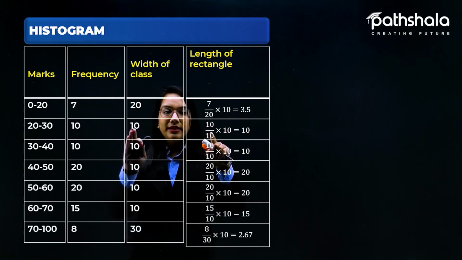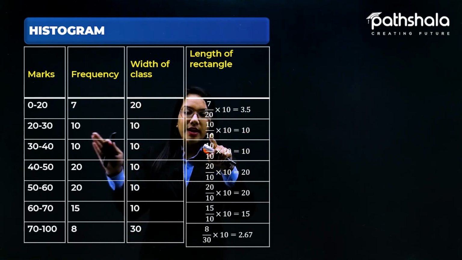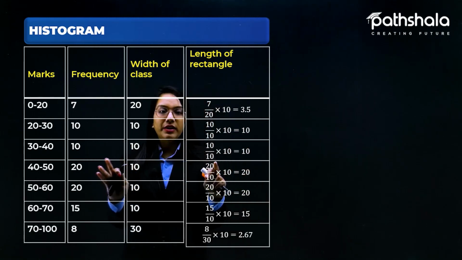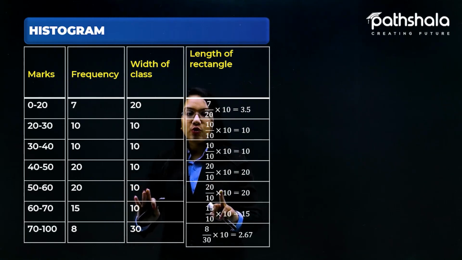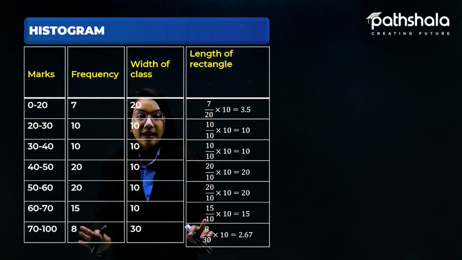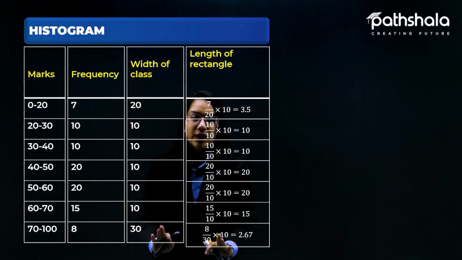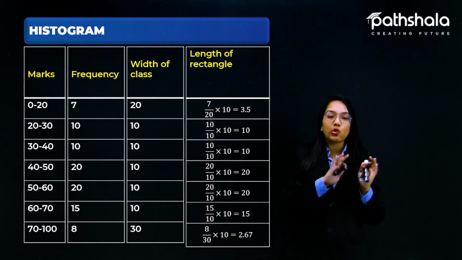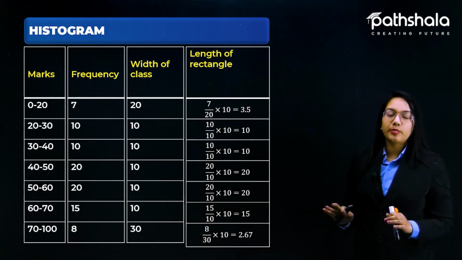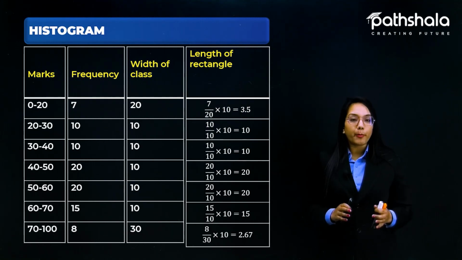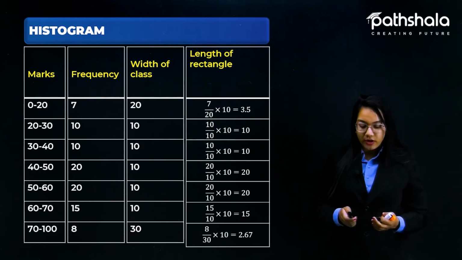For 10 by 10 into 10, which is 10; 10 by 10 into 10, which is 10; 20 by 10 into 10, which is 20; 20 by 10 into 10, which is 20 again; 15 by 10 into 10, which is 15 again; and 8 by 30 into 10, which is 2.67. Now if I look at this particular interpretation, I can see that the areas of the rectangles are coming proportionate to the corresponding frequencies.